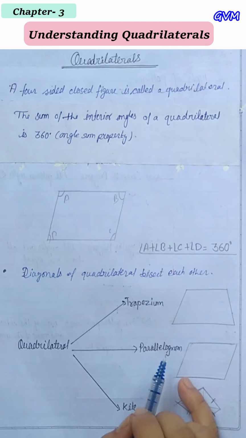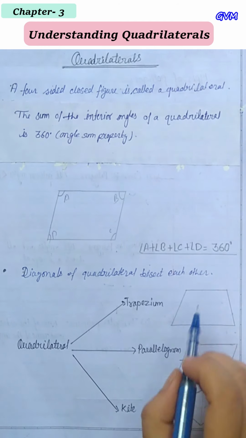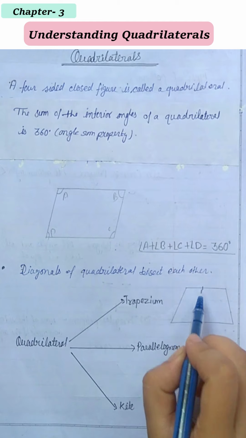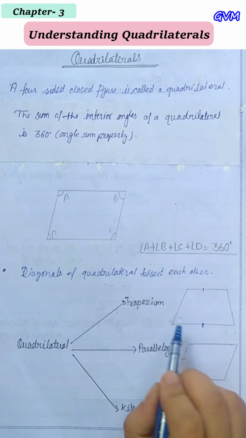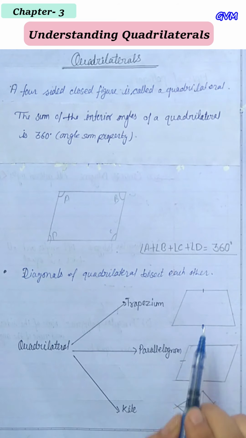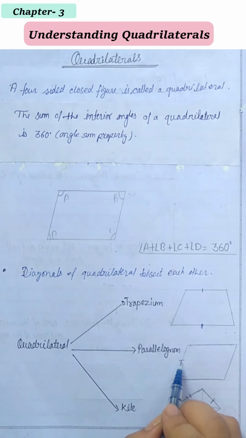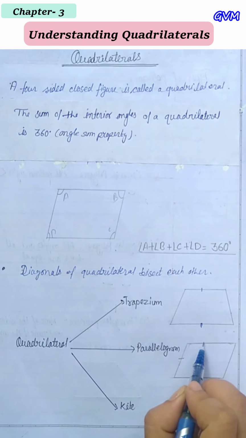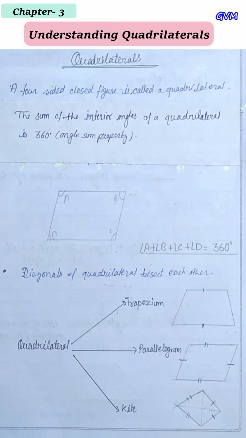Okay. So as we can see, first is trapezium. Trapezium में क्या होता है? Only one pair of opposite sides is parallel. Okay. So if we consider this side, then this is parallel to this. Okay. But the rest of these two sides are not parallel with each other. Okay. So this is a trapezium. Okay. Second we have parallelogram. So in a parallelogram both pairs of opposite sides are parallel to each other. Okay. So if we take this side, this is parallel to this and this side is parallel to this.